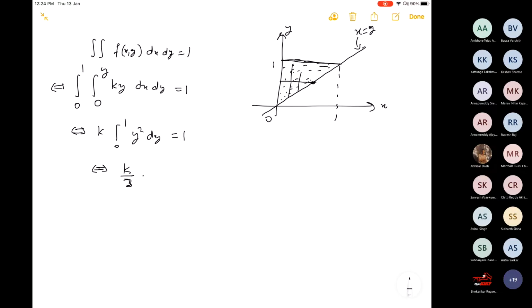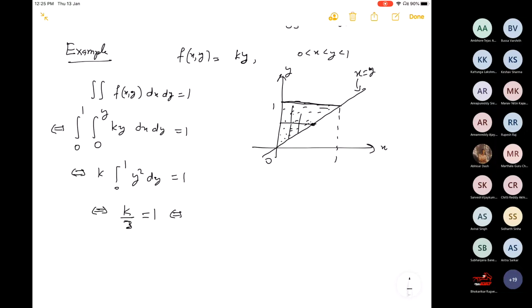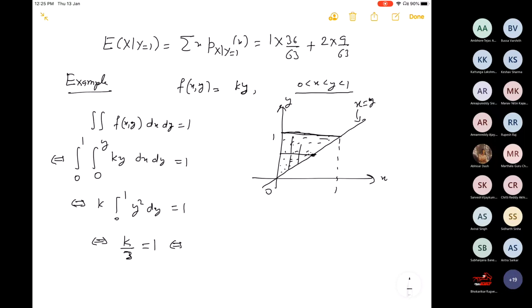Hello, sir. Am I audible? Yes, sir. Why have you considered x is equal to y in that curve? What is that? x is equal to y. To make this line. Okay, okay, okay. Sorry, sorry.